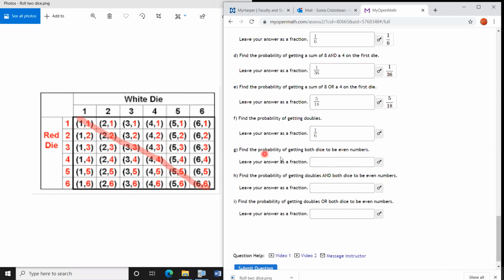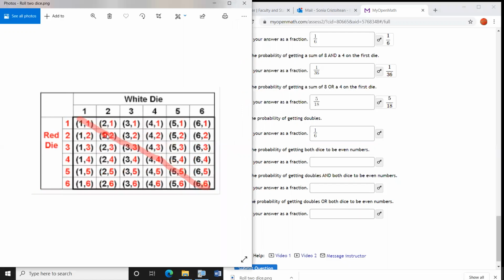Next, find the probability of getting both dice to be even numbers. In order to have even numbers, I need both to be even numbers, right? I will be looking only at even numbers to begin with. So I'm looking at this row, and at this row, right? So on each row that starts with an even number, I will have 1. Oops, let me grab my pen, and again, so this is one that has both even numbers. This is one that has both even numbers. And this is one that has both even numbers. Okay.